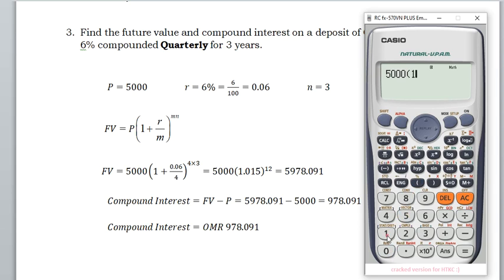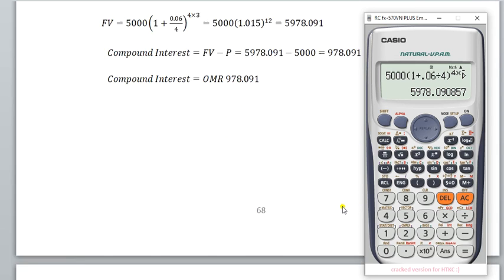So if we calculate, it will be 5000 bracket 1 plus 0.06 divided by 4 power 4 into 3. So 5978.09. So this is the future value. Now if you want to find the compound interest, it is FV minus P, same like before, 5978.091 minus 5000. So you will get 978.091.